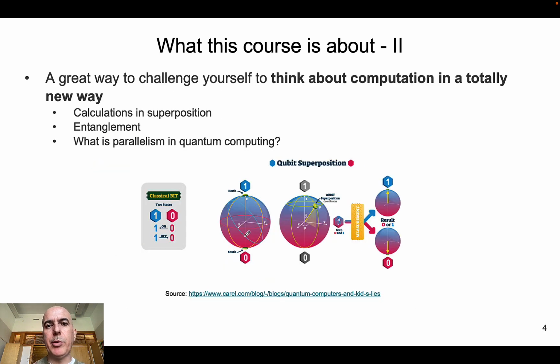I think one of the most important parts of this course is really a way of challenging yourself to think about computation in a totally different way from what you are used to. For instance, we are going to start thinking about computation in terms of superposition and entanglement. And also we're going to start thinking about what quantum parallelism really means. There are many exciting concepts that are kind of disruptive, kind of new, so it will take some time for us to get it. It's challenging, but I can assure you it's going to be highly rewarding.